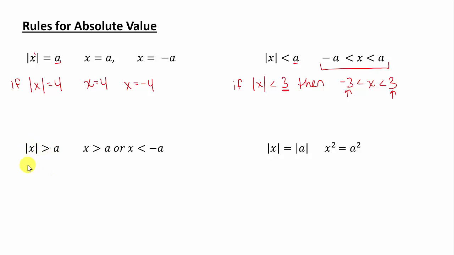Okay, so then this one is our greater than symbol. So if the absolute value of x is greater than some constant a, what you see is x is greater than a. So that looks almost exactly the same as we have here, except we don't have the absolute value symbol. Or x is less than the negative version of that.